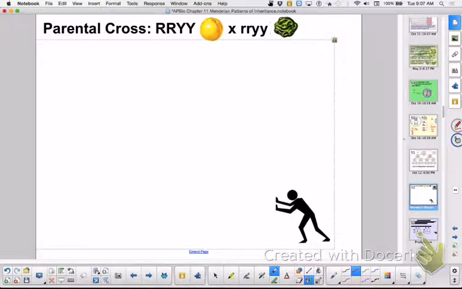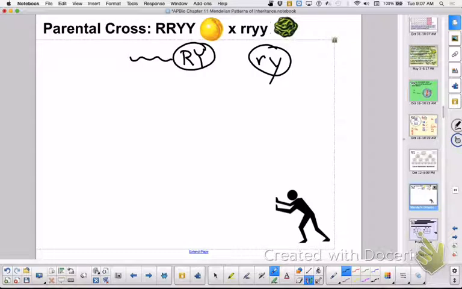Okay, now tell me, how many potential gametes do I have for this parent right here? 1. What is it? Big R and big Y. Let's make this sperm. Okay. How many potential gametes do I have here? 1. What is it? Little r and little y. Okay. So if this fertilization takes place, I would have a big R, big Y, little y. Do you agree with that?